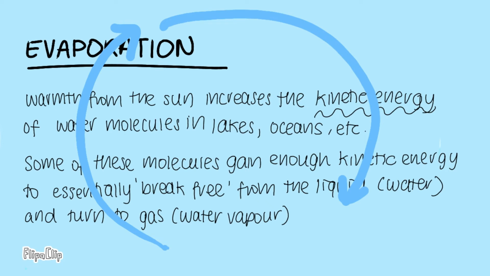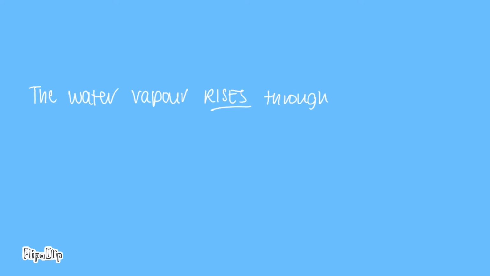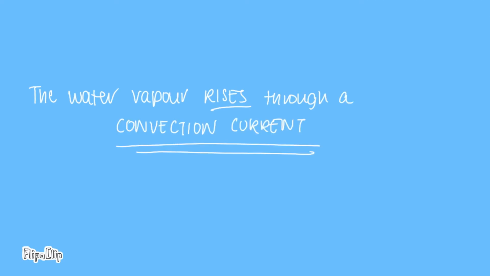The technical term for how it rises is known as a convection current. You'll learn about that in another video. When the water vapor rises enough, the second stage begins.